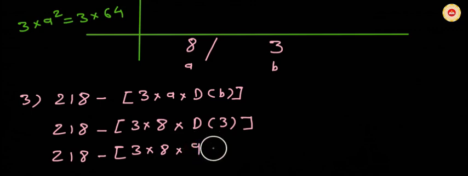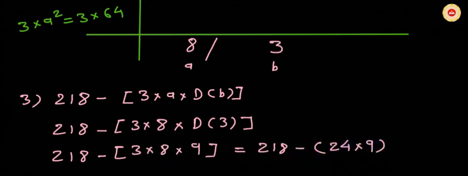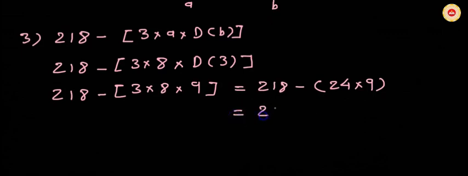How do we calculate duplex of a single digit? We square that digit and it's the duplex of that digit. So, 218 minus 3 8s are 24 multiplied by 9, which is equal to 218 minus 24 9s are 216, which is equal to 218 minus 216 is 2. 2 is the net dividend, a positive net dividend.